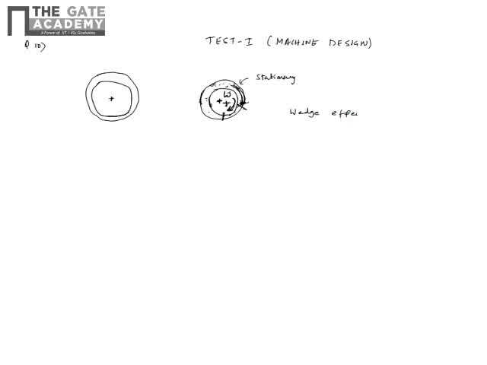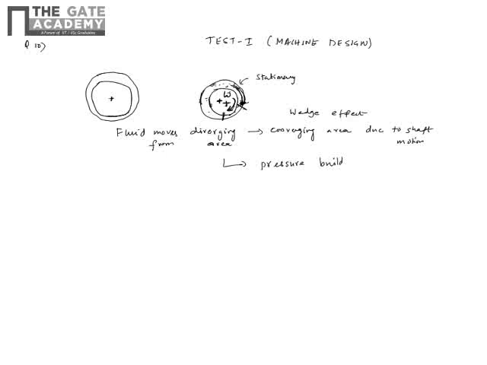The fluid moves into the converging area from the diverging area because of the shaft motion. Because of the shaft motion, the fluid moves from the diverging area to the converging area, and there is a pressure buildup which basically supports the load.